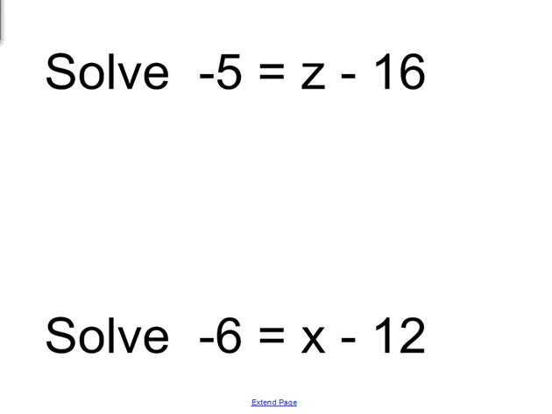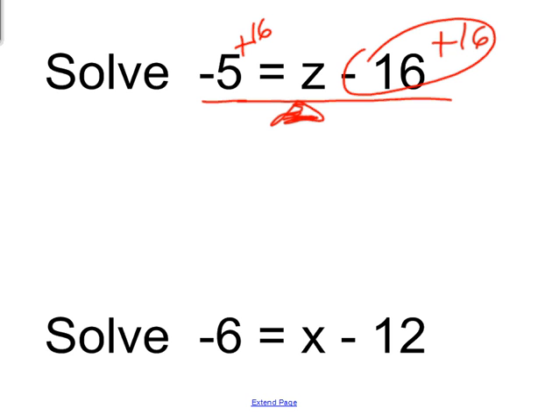Here's an equation already written out for us, ready to solve. I've got negative 5 is equal to Z minus 16. Well, to get Z all by itself, I'm going to add 16 to both sides. These two are inverse operations of each other, so it becomes 0. Z plus 0 is just Z. Negative 5 plus 16, it's an addition problem, but I take the larger one, subtract the smaller one, I get 11, and use the sign of the larger one, which is positive. So I say Z is equal to 11.